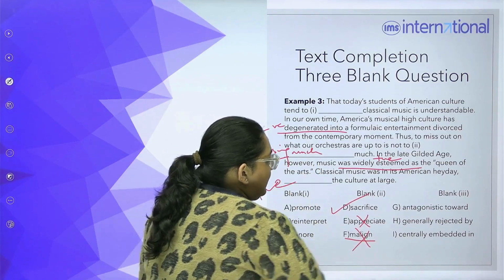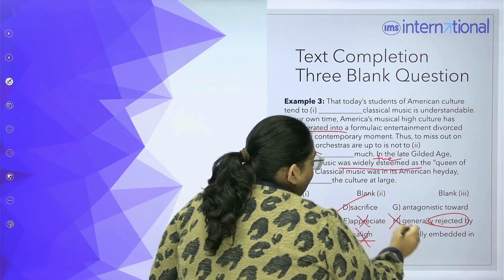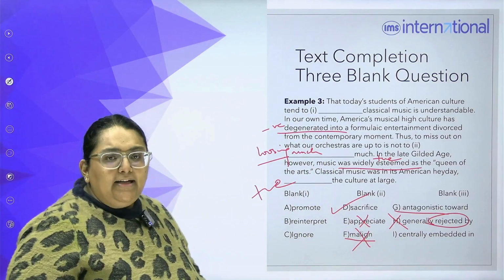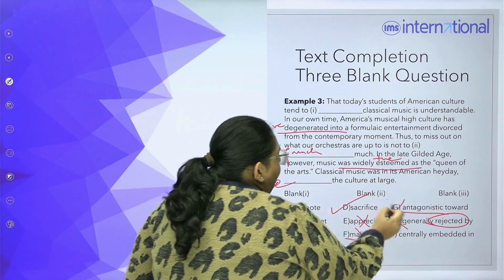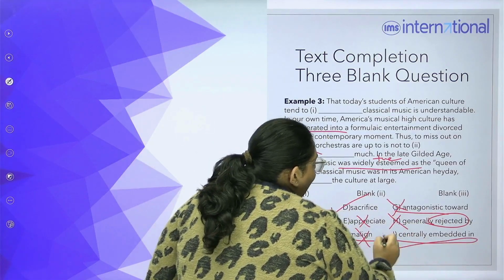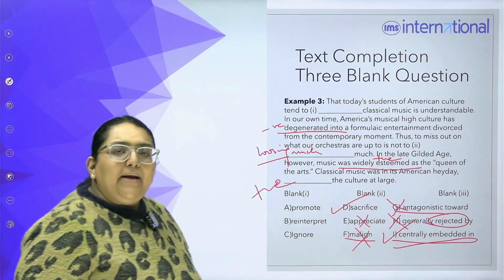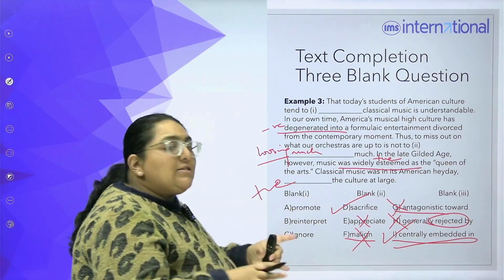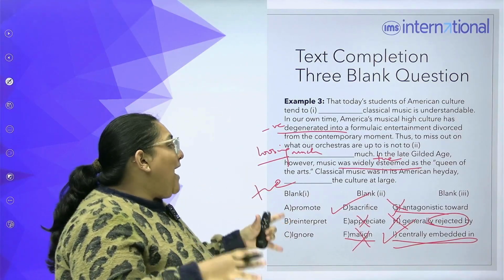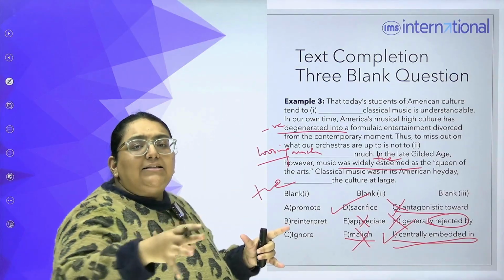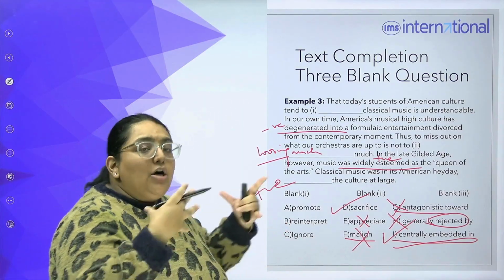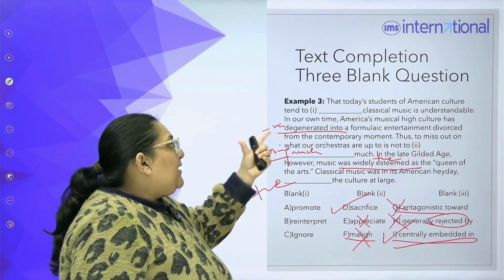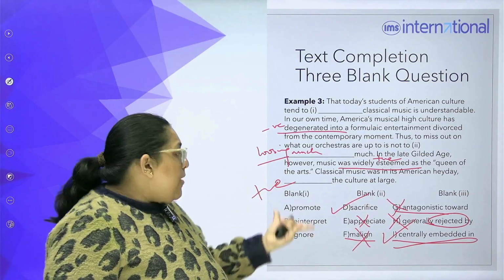So it was rejected. No, rejected is negative. Antagonized is to make somebody angry towards something, again negative. The only positive option that we have here is centrally embedded. So the classical music was embedded in the culture at large. Everywhere classical music had its role that it was playing. But now today what is happening? That is not there. That is the opposite.